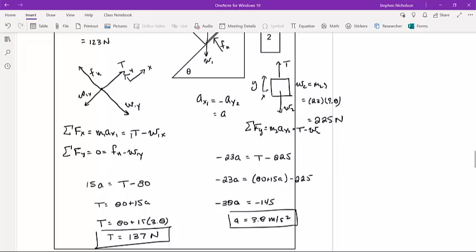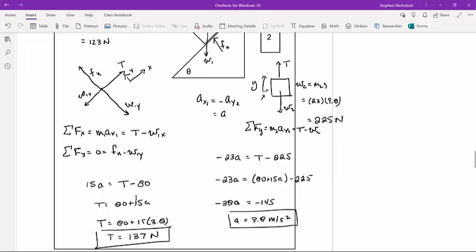m1 is 15, T is the tension, W sub x1 is 80. So that's the equation from the sliding mass. Then the hanging mass, I get the negative because of this relationship here. So I get negative 23 kilograms times A is equal to T minus W2, which is 225 from up here.